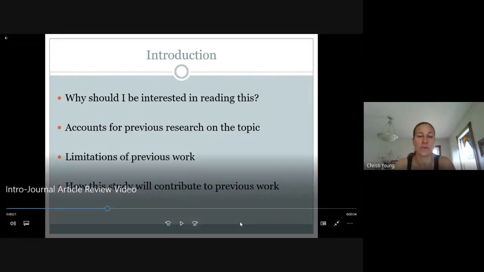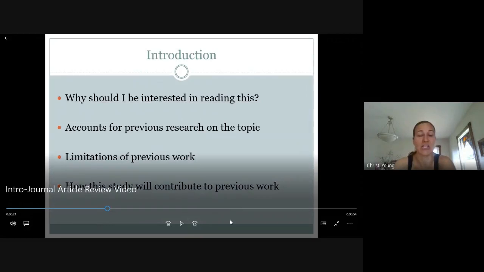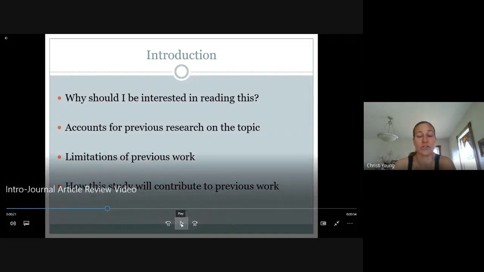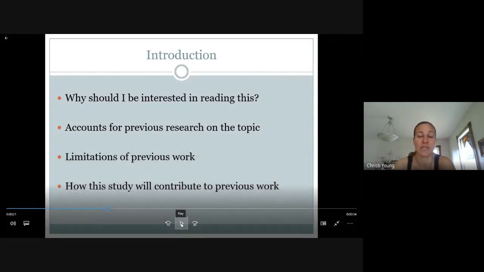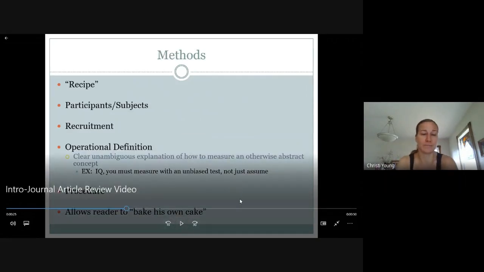What is the introduction? The introduction is something that gets the reader interested in reading it. It tells them why they might be interested in reading it. It talks about what has already been done on the topic. It talks about things that are limitations of the work that's already been done. And it also talks about what you are going to contribute to the previous work. So it's a really good test to see if it's something that you want to read if you were doing it for a research paper.